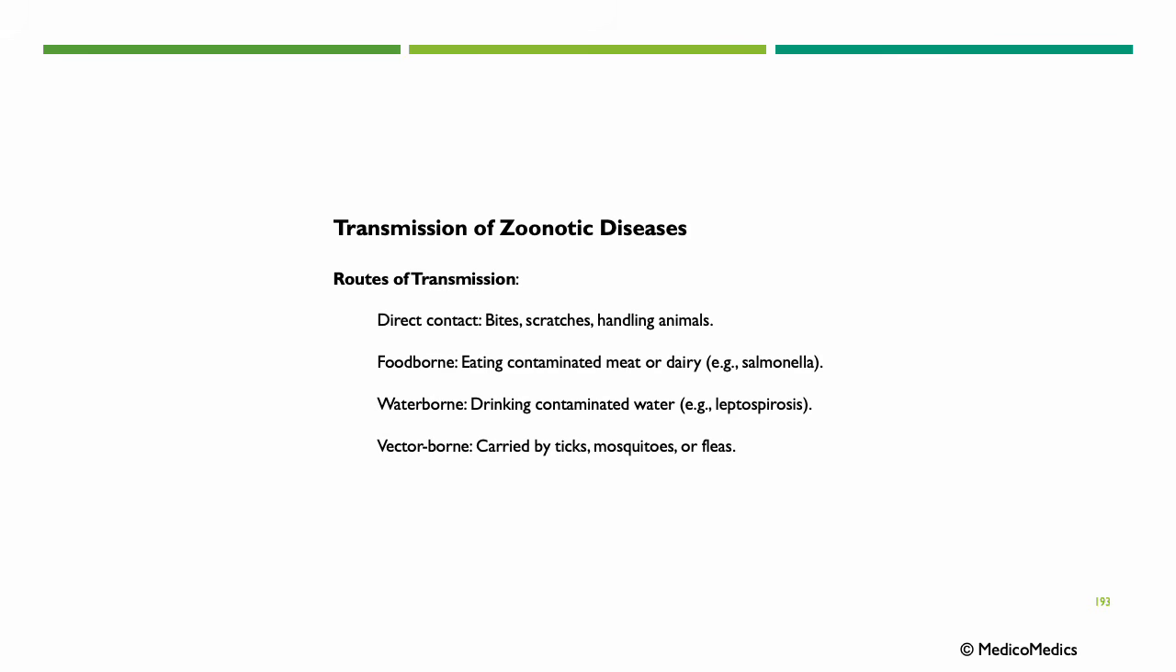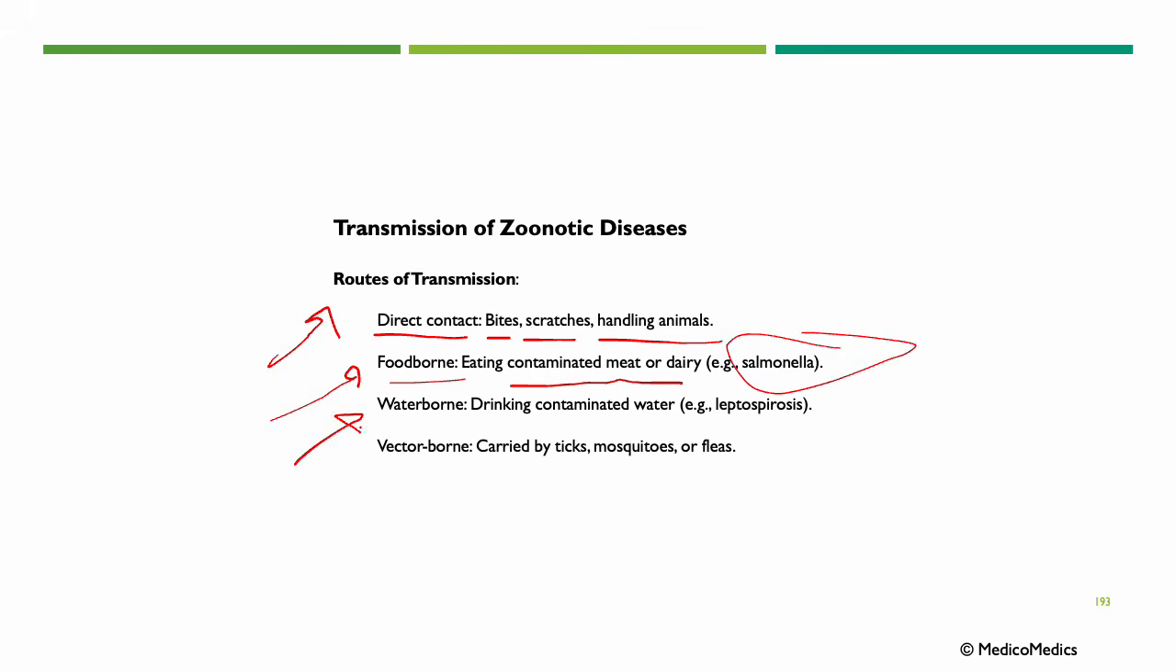Now, transmission of zoonotic diseases. So what are some routes? We have direct contact, like we just mentioned, so bites or scratches or handling of animals. We have foodborne, so eating contaminated meat or dairy, for example, catching salmonella. Waterborne, drinking contaminated water like leptospirosis. Or vector-borne, carried by ticks or mosquitoes or fleas, etc.